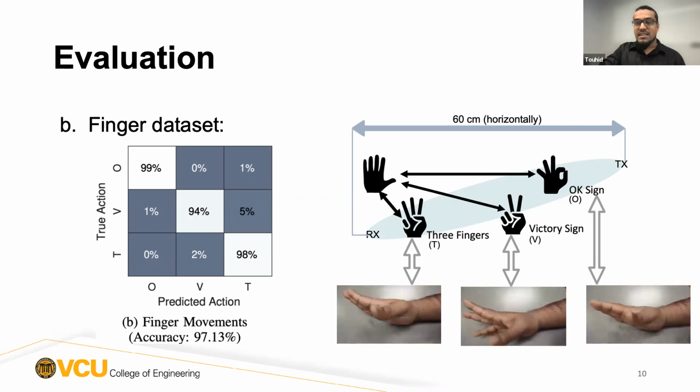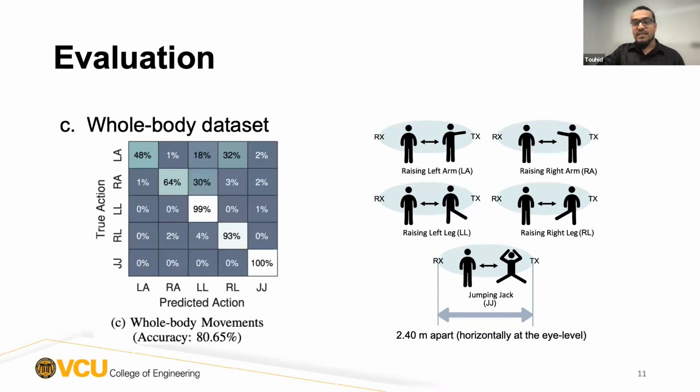Here, we stationed the TXRX pair horizontally along the palm at a distance of 60 centimeters. For a whole body movement experiment, we considered 5 actions like raising up, down the left arm, left leg, and right leg, along with the jumping jack action. We used one TXRX pair horizontally along the eye level. The pair had a 2.4 meter distance in between and from front to back of the volunteer in this study.